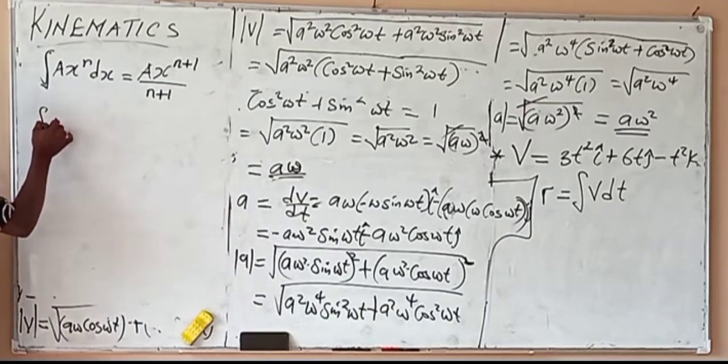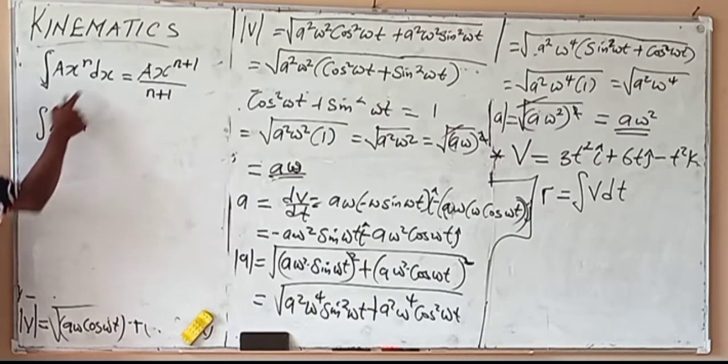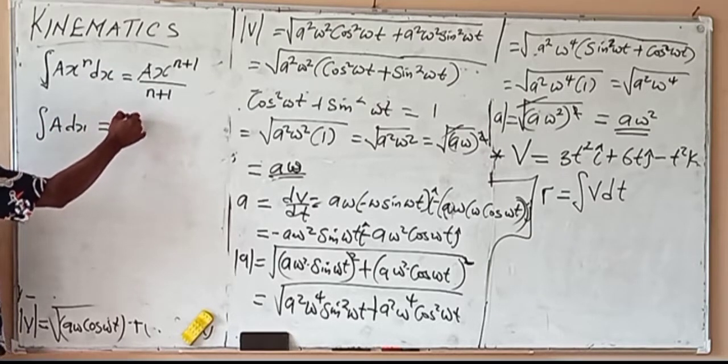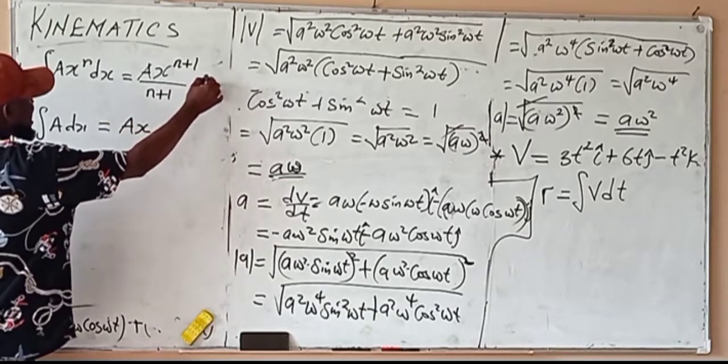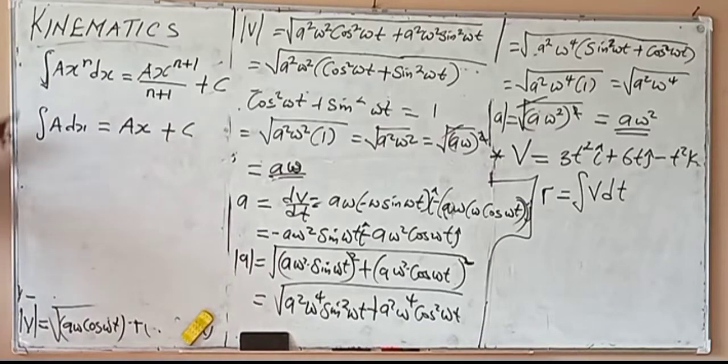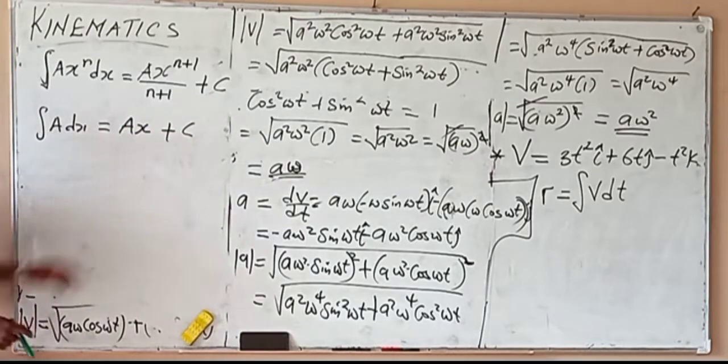If you are integrating a constant with respect to x, say a, it will be a times x, so ax. But at the end of the day, you add a constant that we call the integration constant. If the integral is indefinite, meaning it has no upper and lower limit, you add the constant. If there is an upper and lower limit and you evaluate it, the constant will disappear. Let's call it C.